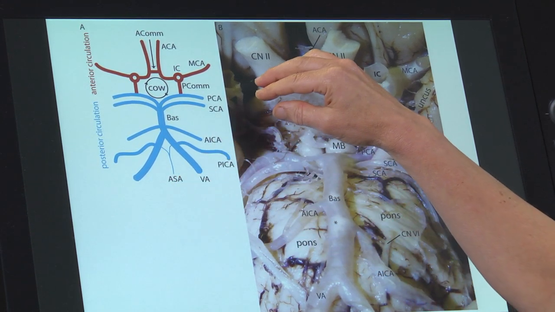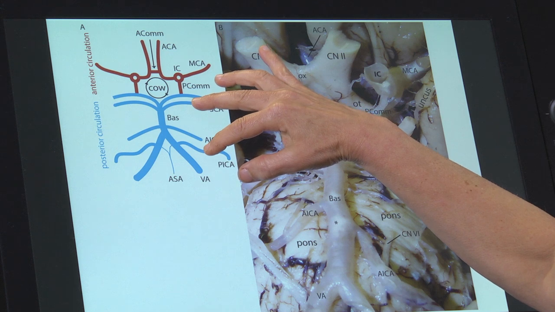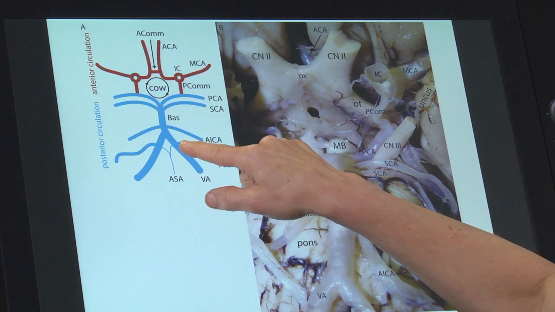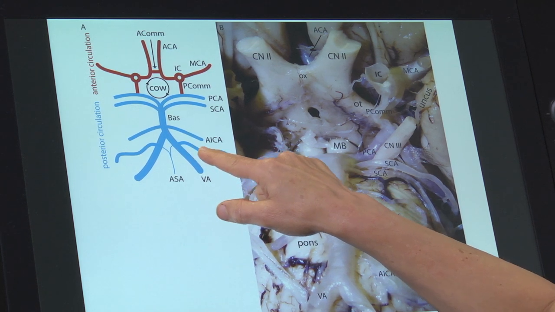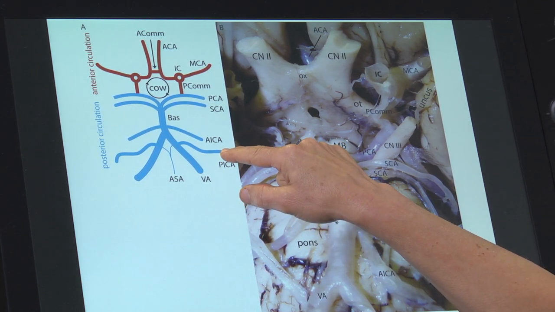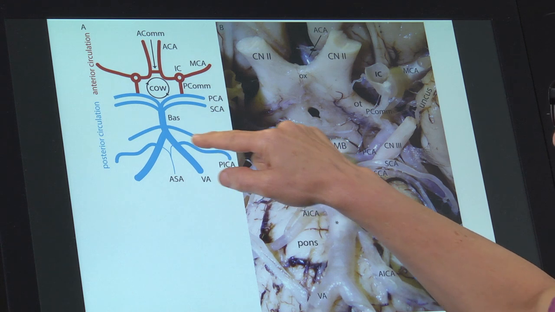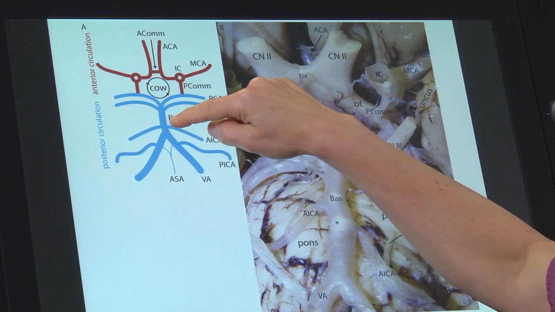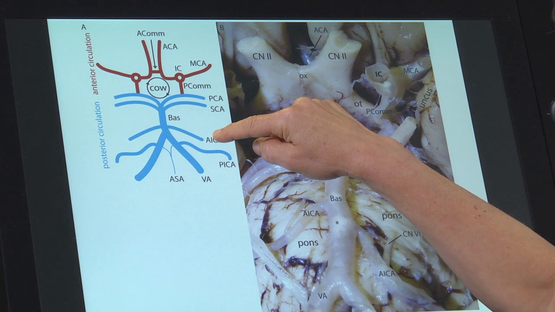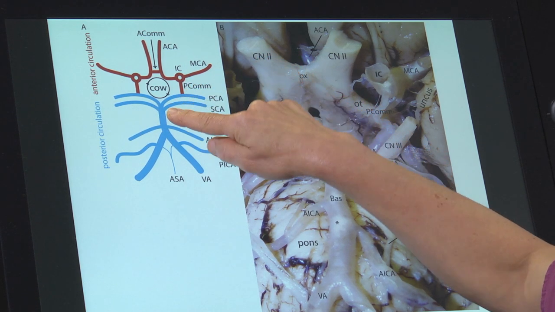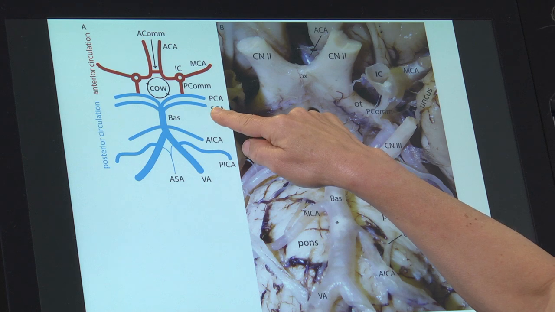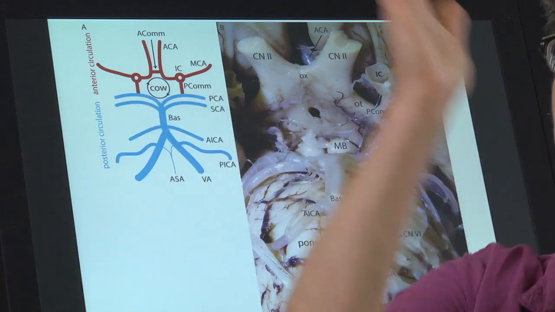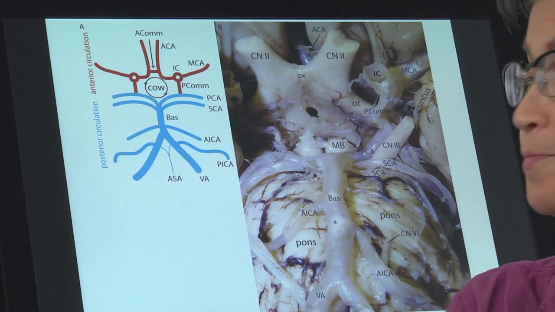There are three paired arteries that come off of the posterior circulation. One is PICA, posterior inferior cerebellar artery. That comes off of the vertebral arteries, typically. And another one is AICA, anterior inferior cerebellar artery. Then there is the superior cerebellar artery. And finally, the basilar splits into the two posterior cerebral arteries.